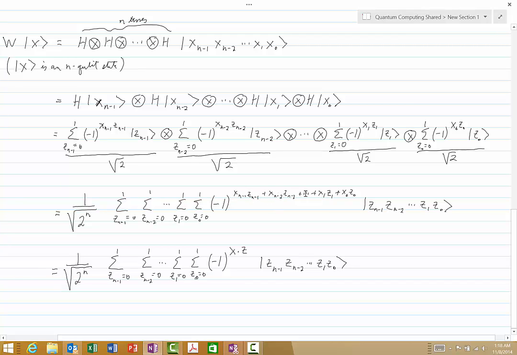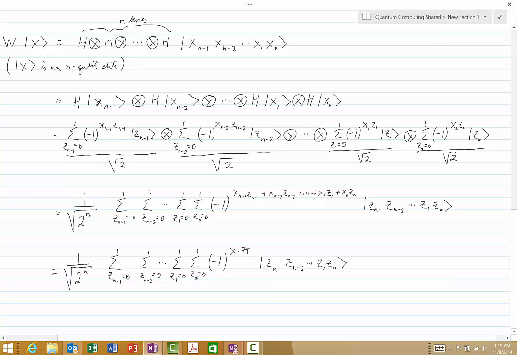The only way that any one of these terms will contribute to this sum up here in the exponent, this exponent is a sum of terms, and the only way that any of those terms contributes to the sum is if both of the individual terms in that term here are equal to 1. So this summation here is just a summation of the number of positions in which x and z both have a 1. And of course that's what we called in our last lecture x dot z.